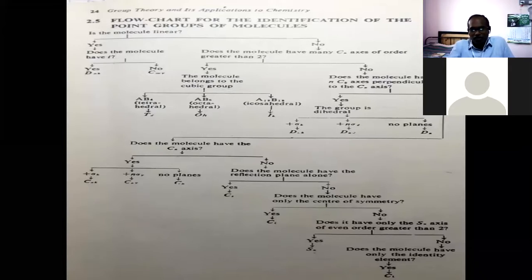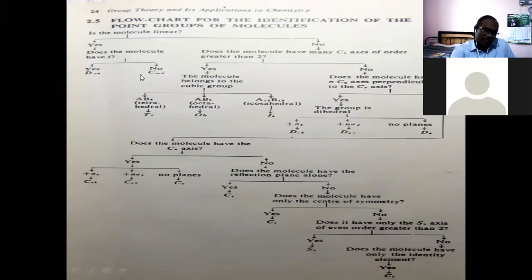Suppose you take a hydrogen chloride molecule, from the center point, you move in one direction, you meet a chlorine. To the same distance you move in the other direction, you will meet a hydrogen. Therefore, it does not have i. So the first question, is the molecule linear? Yes, the molecule is linear. Then, does the molecule have i, the inversion center? If it has i, then the point group is D infinity h. If it does not have i, then the point group is C infinity v.